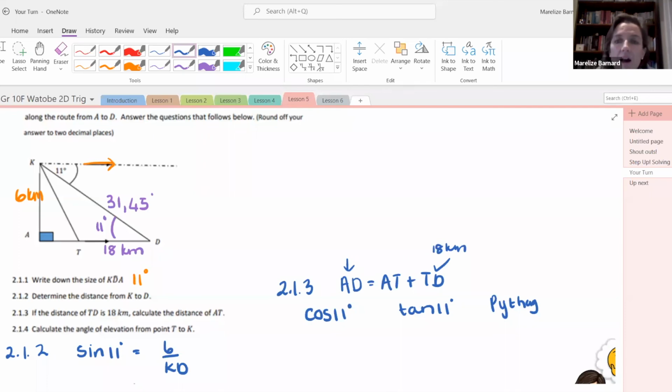Okay, so I'm gonna go with tan then. All right. Tan of 11 is 6 over AD.